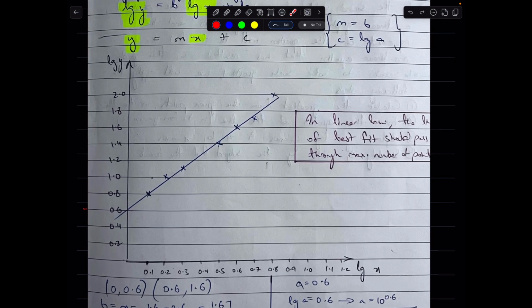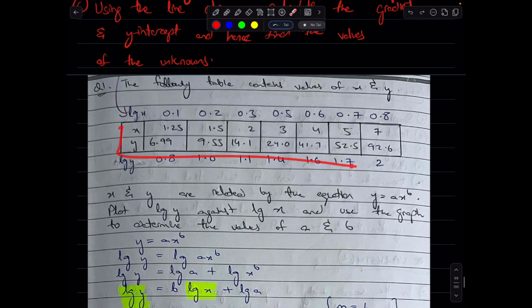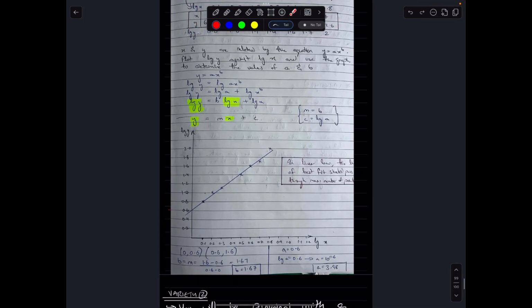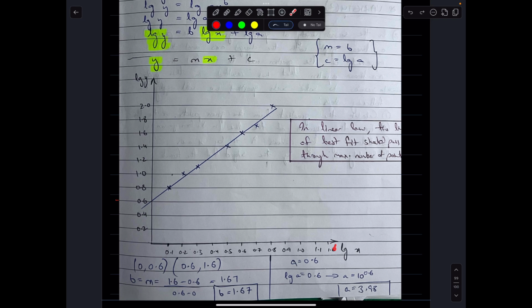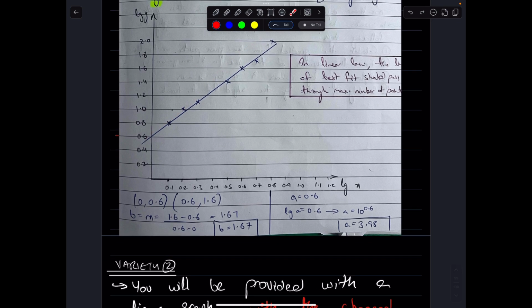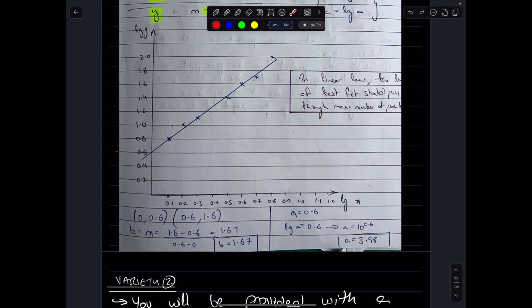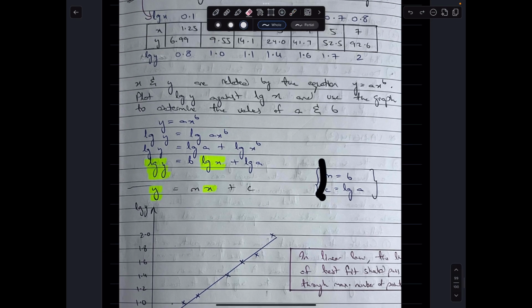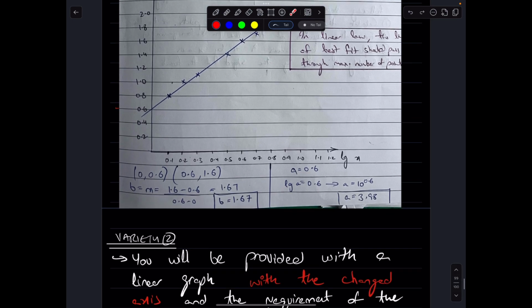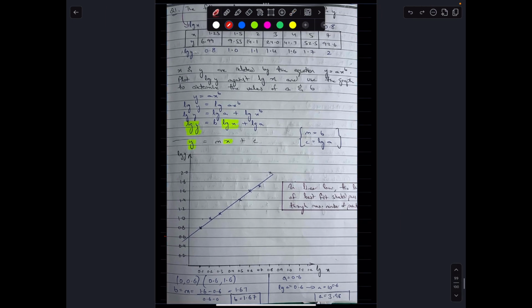Your line of best fit in maths should pass through the maximum number of points in the graph you will be plotting. Alright. We have lg y and lg x on the y and x axis respectively. Use this straight line to find the gradient and y-intercept. Once you have found your gradient and y-intercept, use these equations to find a and b.